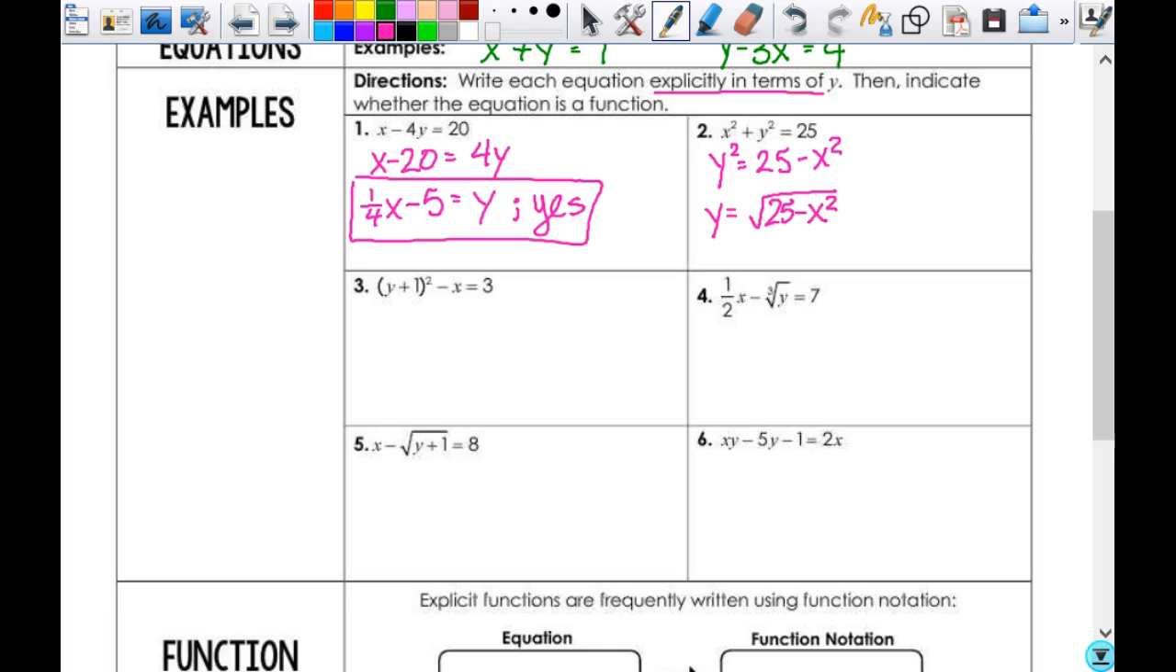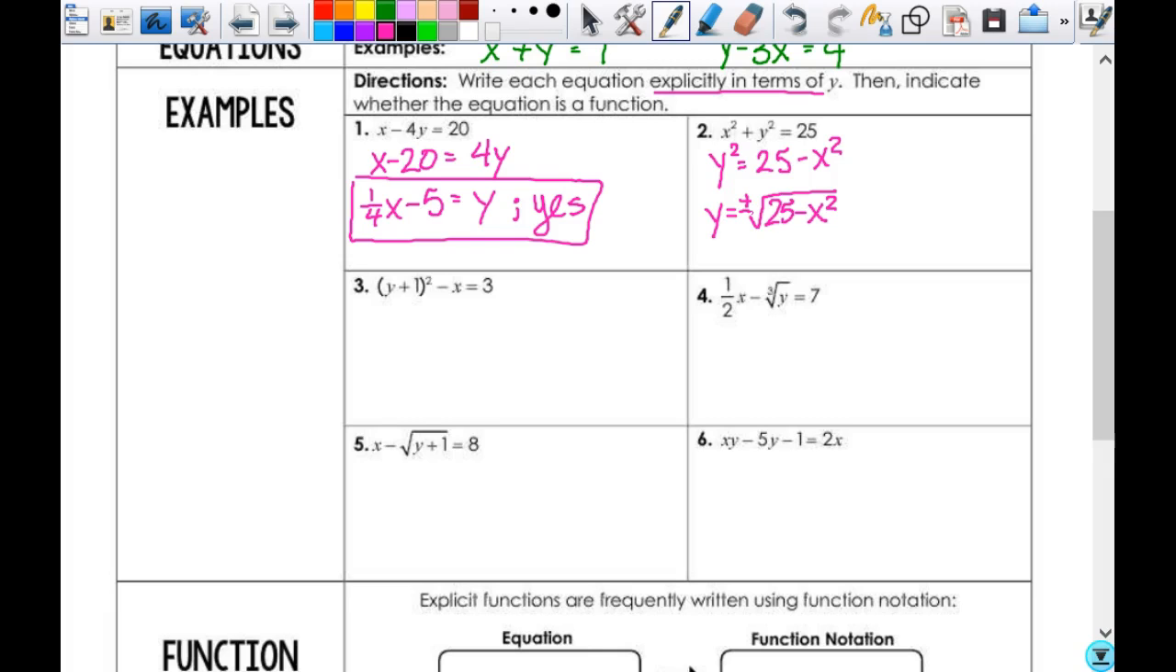But is this 100% right? What's wrong with this? Plus or minus, who said that? There you go. Okay. Plus or minus. That took a really long time in some classes. Plus or minus. You cannot forget that. When you take the square root, you get two answers.